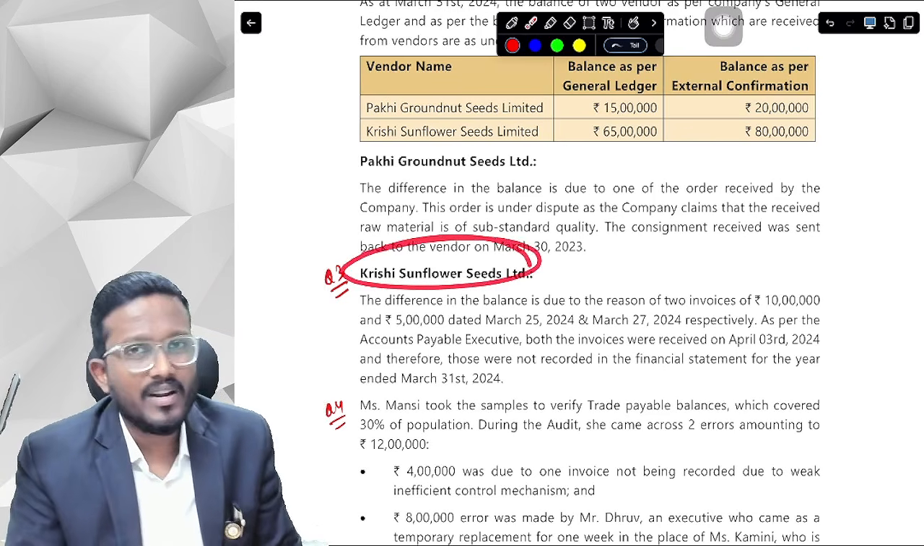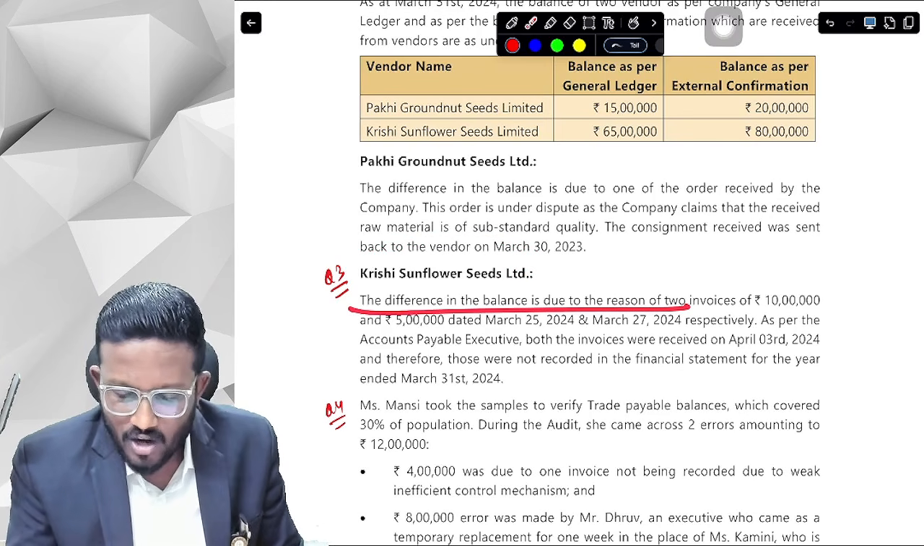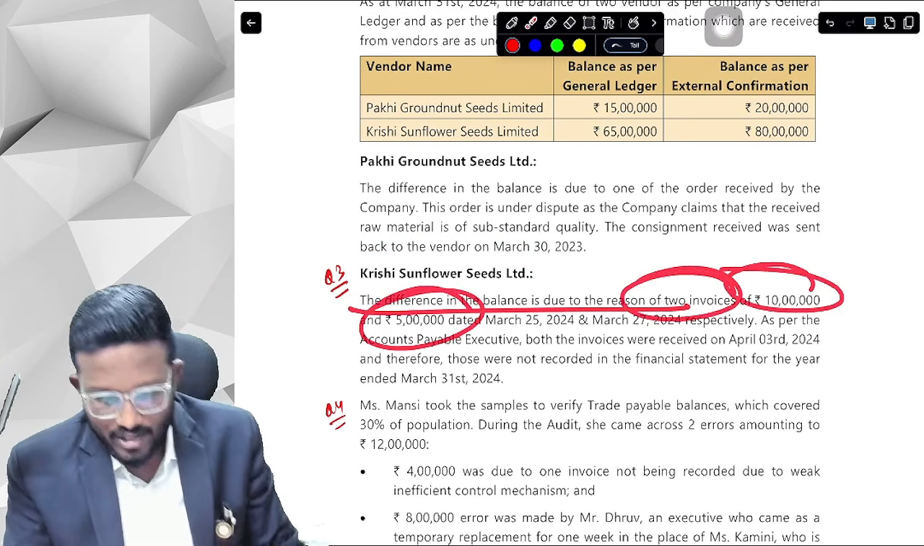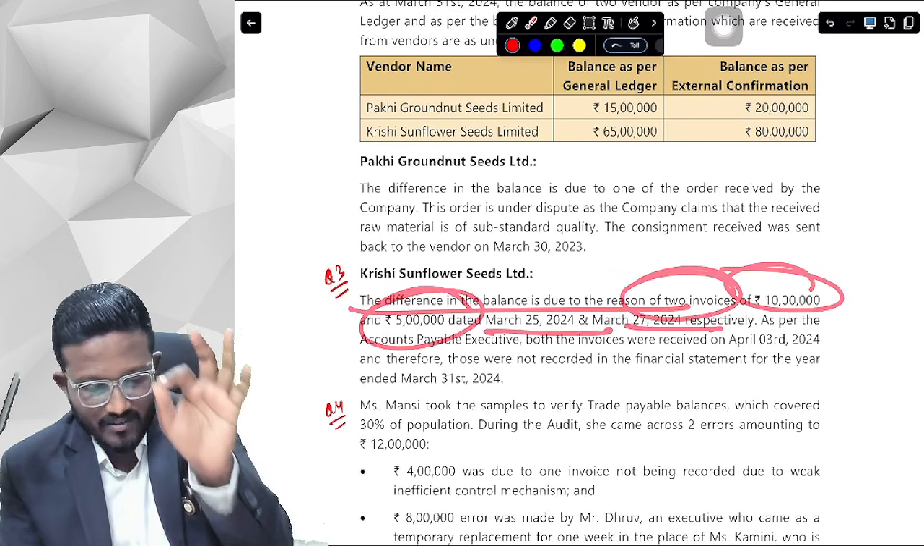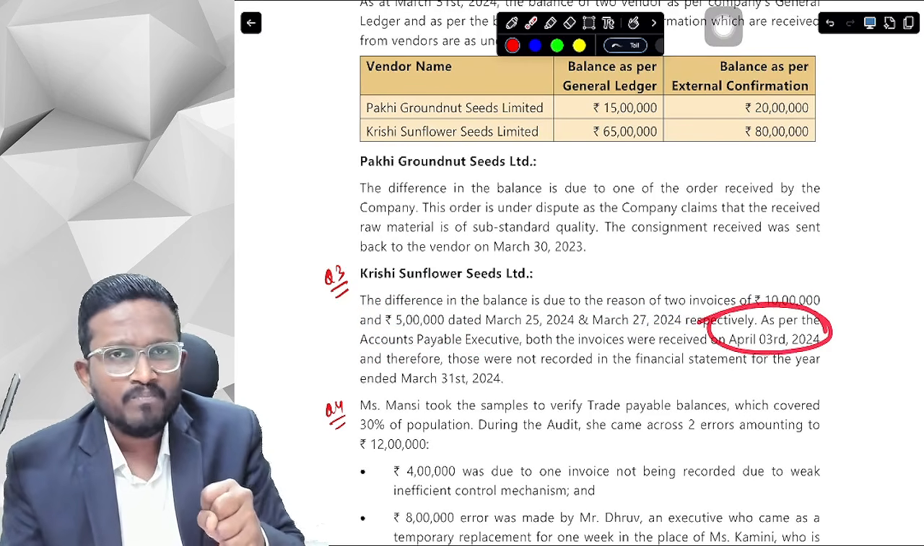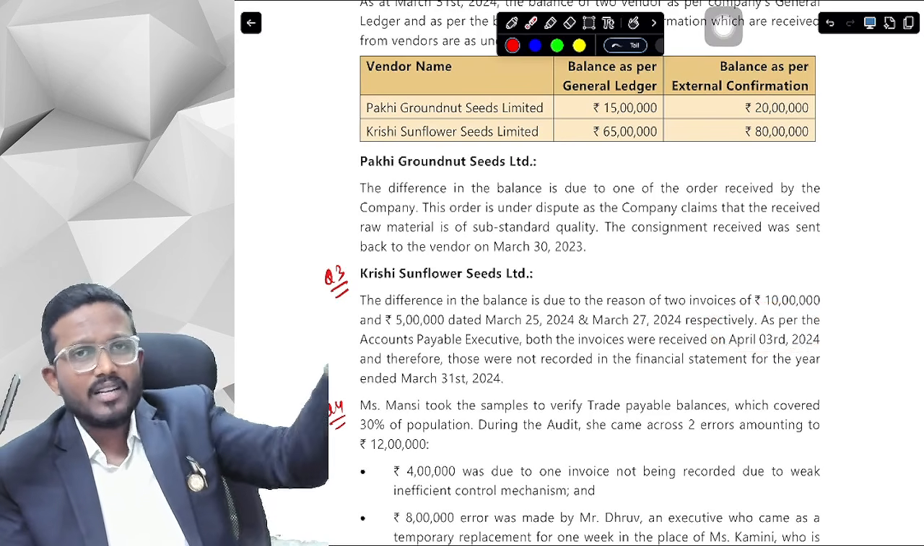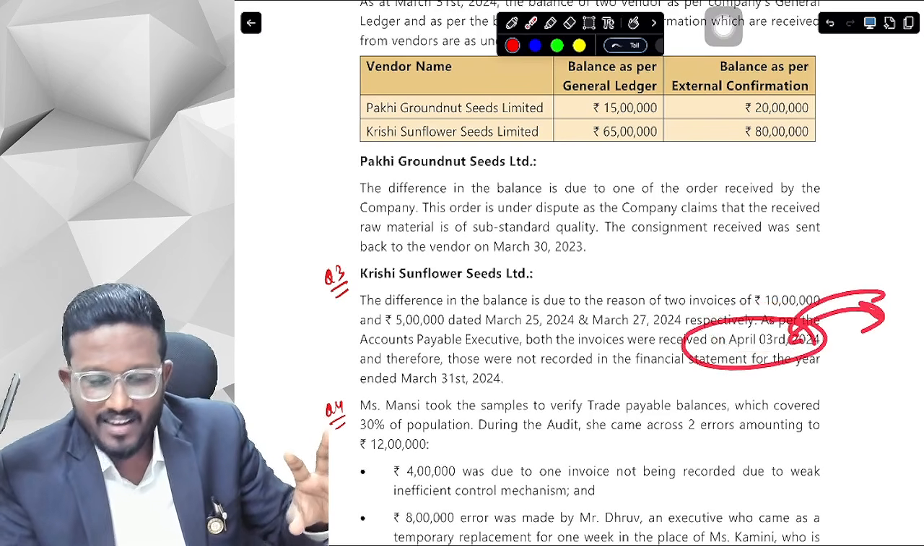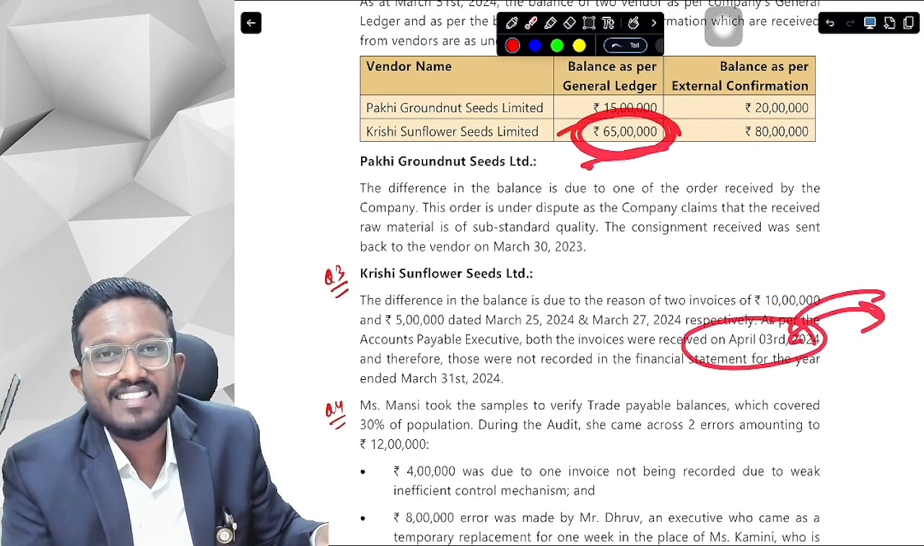So what has happened over here? Why is there a difference? The difference is because there were two invoices of 10 lakh and 5 lakh, dated 25th March and 27th March, and as per the accounts payable executive, these invoices were received on 3rd April. So we accounted these invoices on 3rd April, that is in the next year. So we haven't accounted this 15 lakh in this particular year.